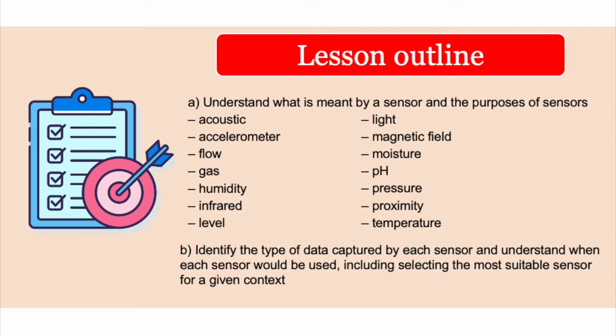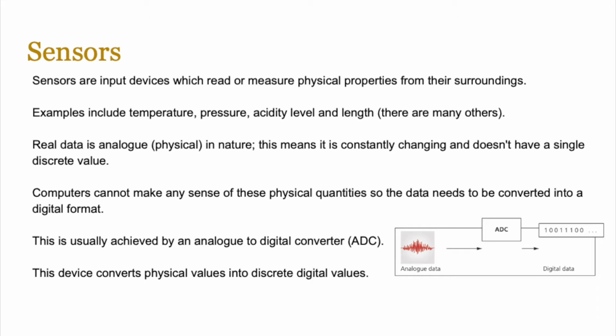Now, most of the time, these sensors are used in control and monitoring applications. So these are normally input devices. You need to identify the type of data that's captured by each sensor and understand when each sensor would be used, including selecting the most suitable sensor for a given context. In the exam, you might be given a context where you're given a greenhouse or a lift or an autonomous car or perhaps even a camera, and you need to identify the sensor and the type of data it captures. So let's begin by looking at sensors themselves.